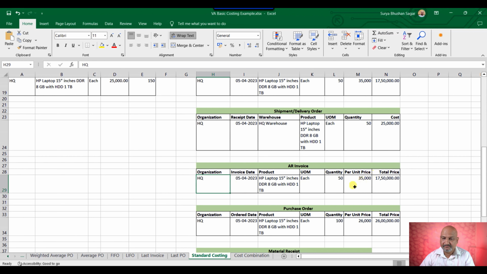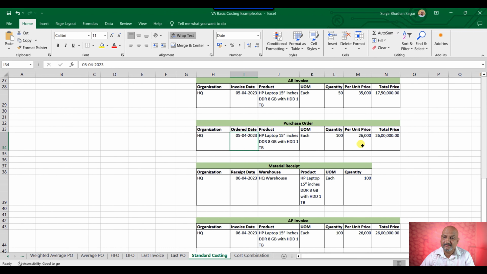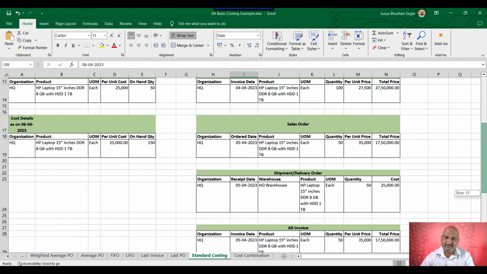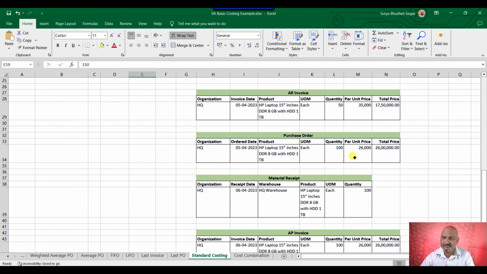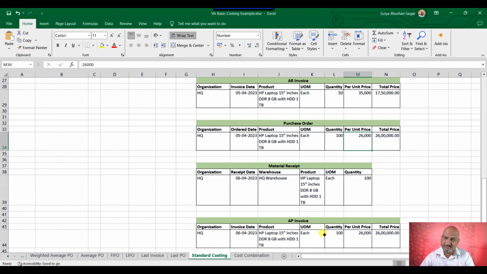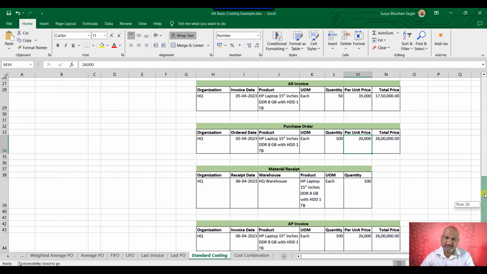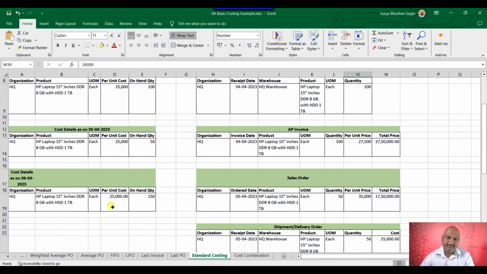Thereafter, a new purchase order on 5th of April is generated, whose value is 26,000. Then we receive this material on 6th of April, and the status remained 25,000 only, and my quantity becomes 150, since we procured the next 100 quantities at 26,000. Even after the AP invoice, you can see there is no change by the system, and at the level of the costing engine, it remains only 25,000.